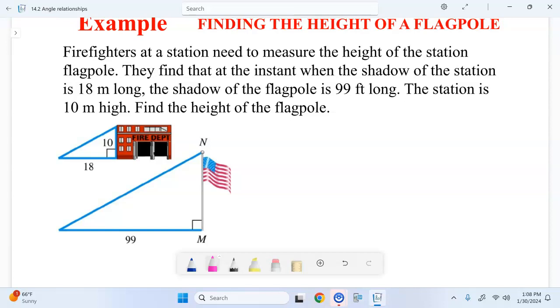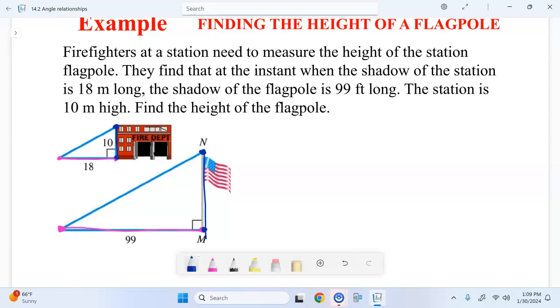So we're given firefighters at a station need to measure the height of the station flagpole. They find that at the instant when the shadow of the station is 18 meters long, so the shadow on the ground, the fire station is 18 meters long, the shadow of the flagpole is 99 feet long. Those shadows will be corresponding sides, because they're both the shadow cast by an object. The height of those objects will also be corresponding sides. So the height of the flagpole will correspond with the height of our station. All right? So what's our proportion going to look like?